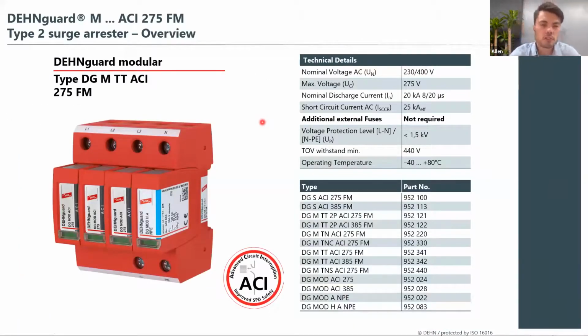This is our 3-phase module. We also have the ACI technology for our 3 phases. Depending on the earthing configuration that you have, there are different SPDs, or different part numbers, based on the earthing configuration. The ratings are also given on the website, so you can see that the short circuit capability of this SPD is 25 kA. It can do a nominal current of 20 kA, and its operating voltage is also shown, so you can choose the correct SPD depending on the voltage levels.